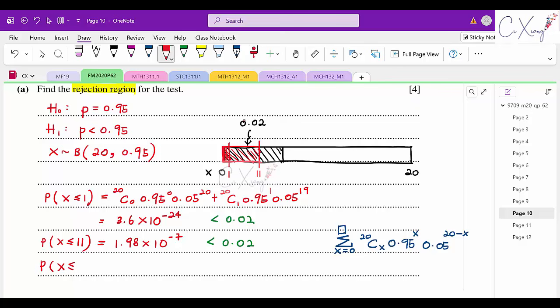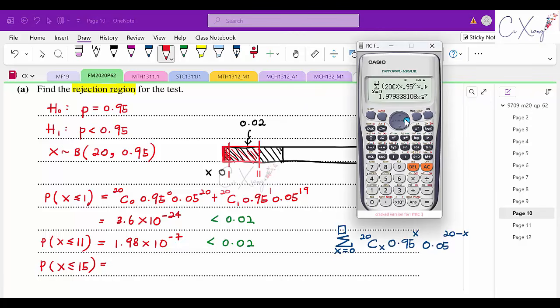Okay, 11 is still smaller than 0.02, but it is getting slightly closer to 0.02 compared with the power negative 24, right? Okay, then maybe now I don't want to skip so many numbers anymore, because I'm scared that I will miss out some values. Maybe now I try x smaller equals to 15, and I want to see what's the probability that I get.